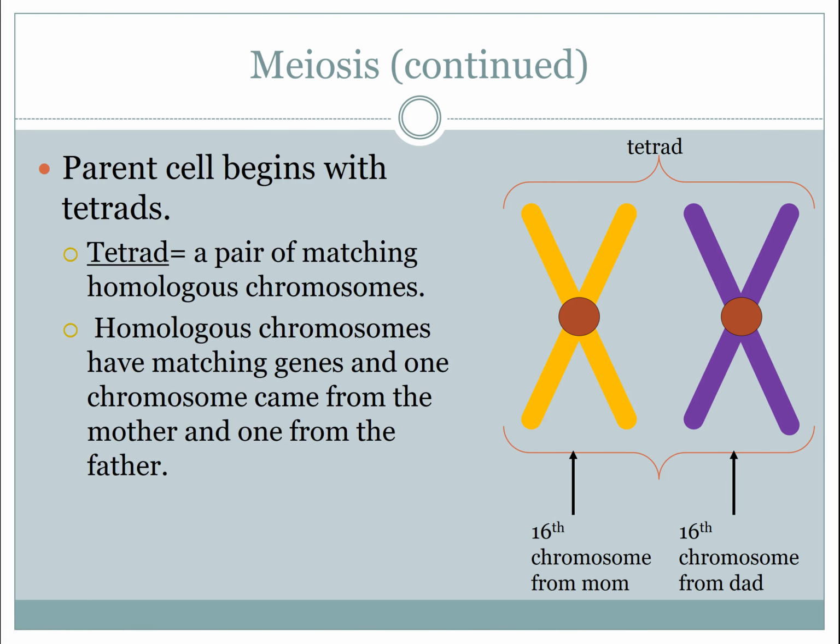Okay, so parent cells in meiosis begin with what we call tetrads. A tetrad is a pair of matching homologous chromosomes. So homologous, homo, we talked about earlier in the year. We were talking about homogeneous mixtures, which were the same throughout. Homo means same. So these are matching or same chromosomes. So for example, this would be like the 16th chromosome from your mom and the 16th chromosome from your dad. And they are organized by length, and you will look in depth at that in some future units. But a tetrad, for now, is a set of homologous chromosomes.